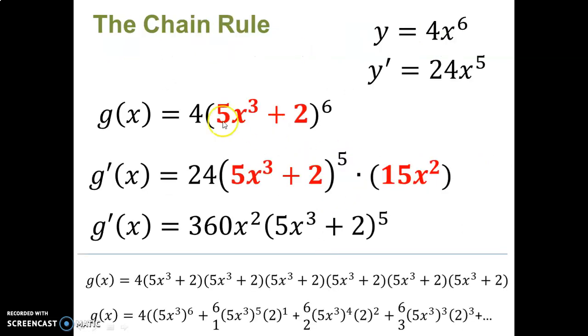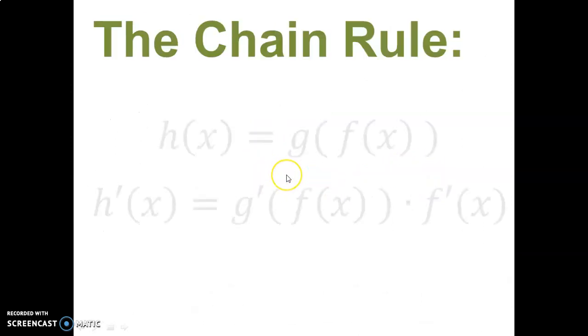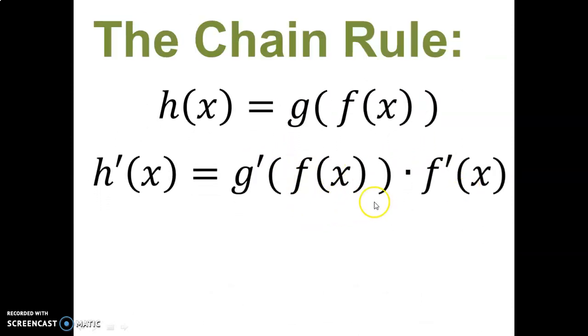Let me just show you how that looks, right? You take the derivative of the outside one here by dropping the 6 down and making this 5, keeping the inner one there, and then multiply by the derivative of the inner one. That's what this rule is showing us right here. Derivative of the outer one, keeping the inner function there, multiply by the derivative of the inner function.